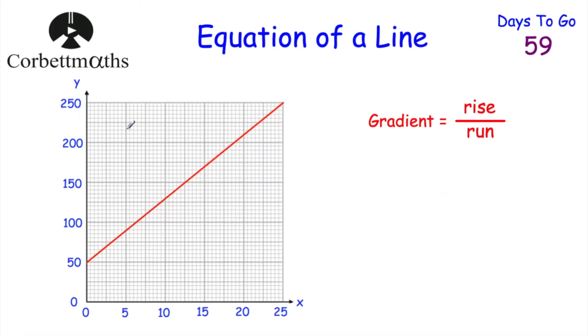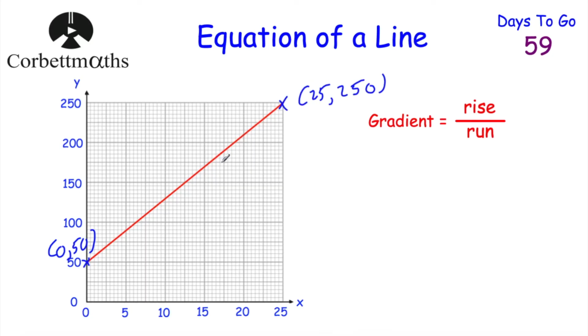Okay, let's have a look at another one. So here we've got another line, and if we want to work out the gradient of this line, we choose 2 points that are on the line. I think this is a good point here, 0, 50. And I'm going to choose another point up here, 25, 250.